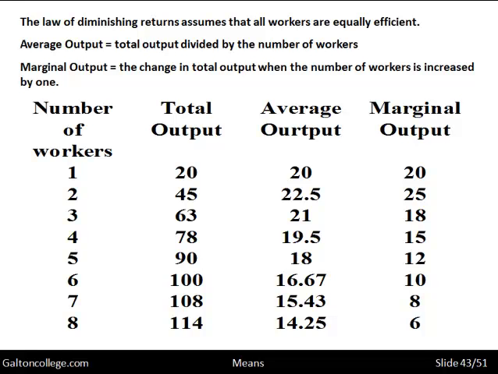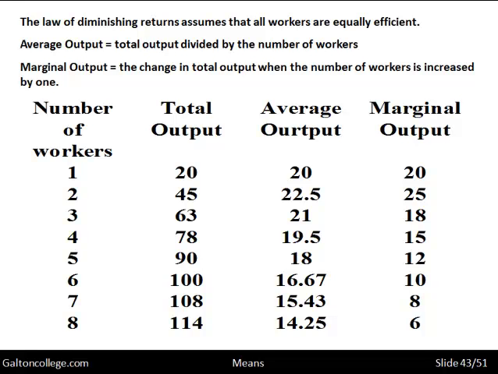The marginal output of the 8th worker is 6 units. That's what the 8th worker is contributing, bearing in mind all the workers are equally efficient. It's just the organization of production. This is the law of diminishing returns.